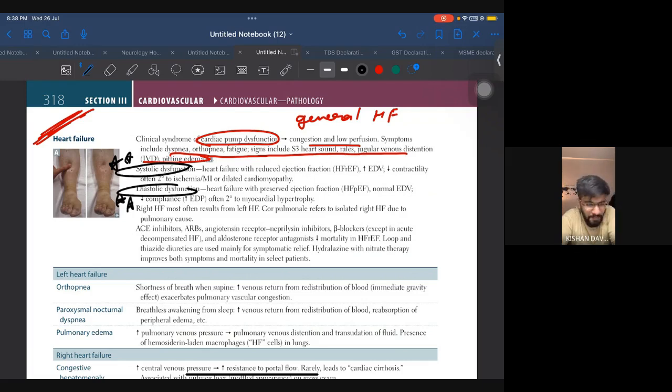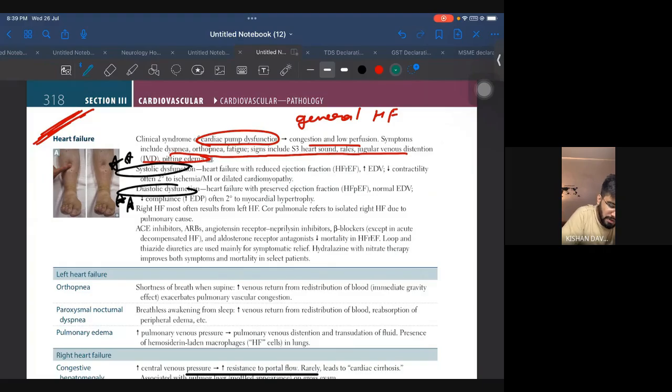So you know the basic funda. Systolic heart failure means there is a failure in the contraction of the heart, and diastolic heart failure means the heart is contracting but it is not able to relax properly. So you can apply the general idea. If it is not able to contract properly, it will not be able to pump out the blood, so obviously the ejection fraction has to be decreased.